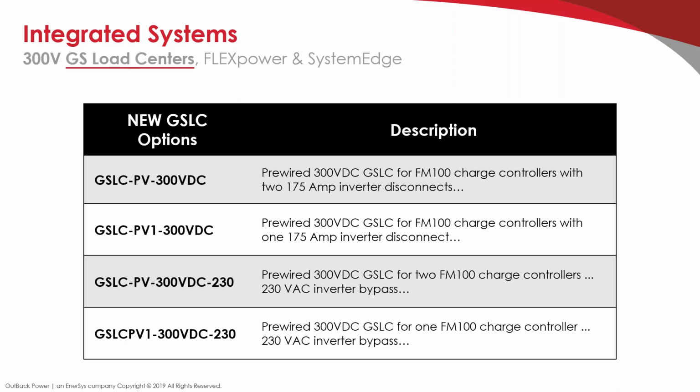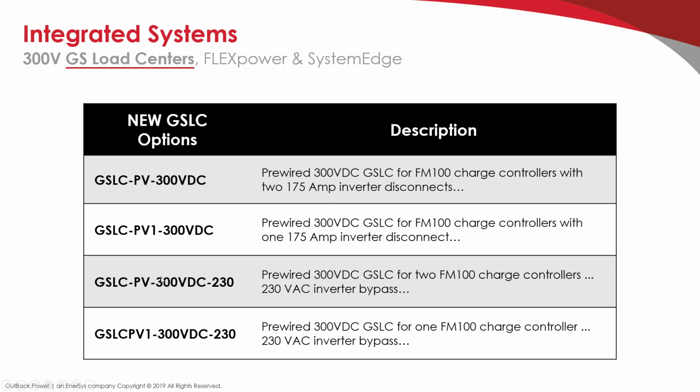All right, so these new Radian load centers came out earlier this year, and they've been doing well. They're essentially just load centers with 300 volt breakers instead of the previous 150. Excuse me, 300. Hopefully I said that right. 300 volt breakers to match the FLEXmax 100's 300 volt rating, and they come with the 175 amp disconnects for the inverter battery connection.